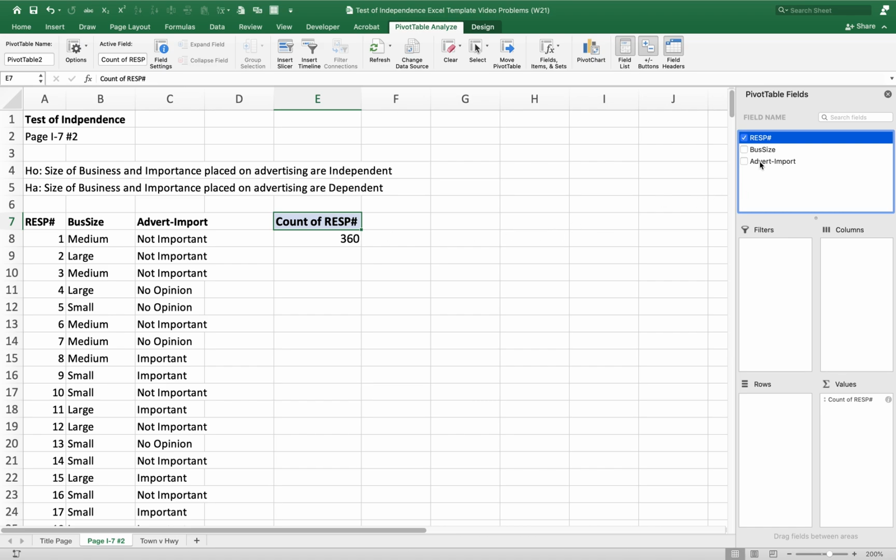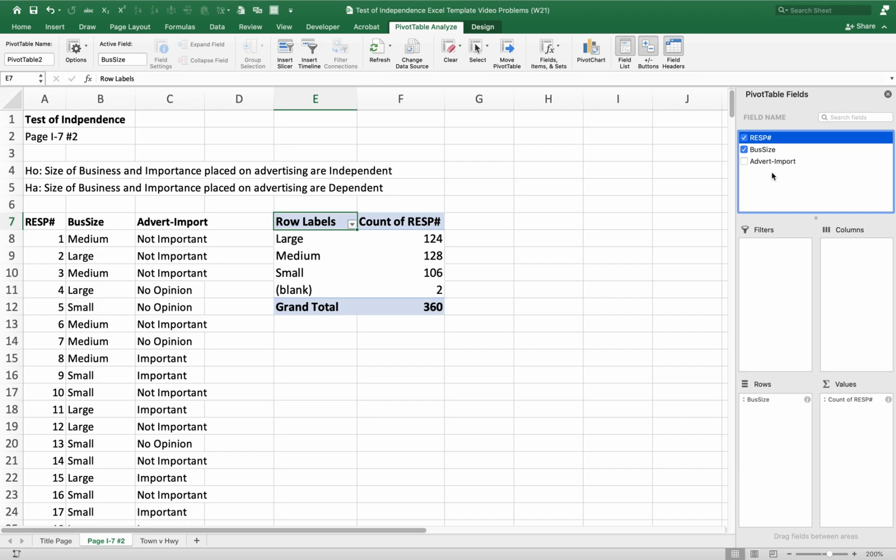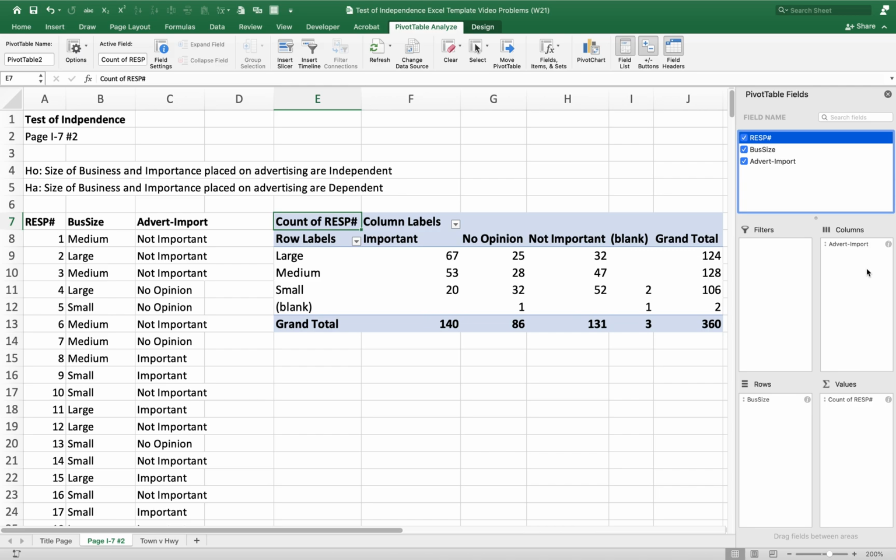All right, the next thing that I do is I'm going to grab the business size and I'll pull that down. It doesn't really matter whether it's rows or columns here. So I'm going to put it down here for rows. And then I'm going to grab the advertising and move it over here to the columns. Now, one thing to note here is that I can change the order of these. So for instance, I think in the book I had small, medium, and large. So what you can do is you can click on where it says small and just drag that up. So notice that I've highlighted the cell small right there.